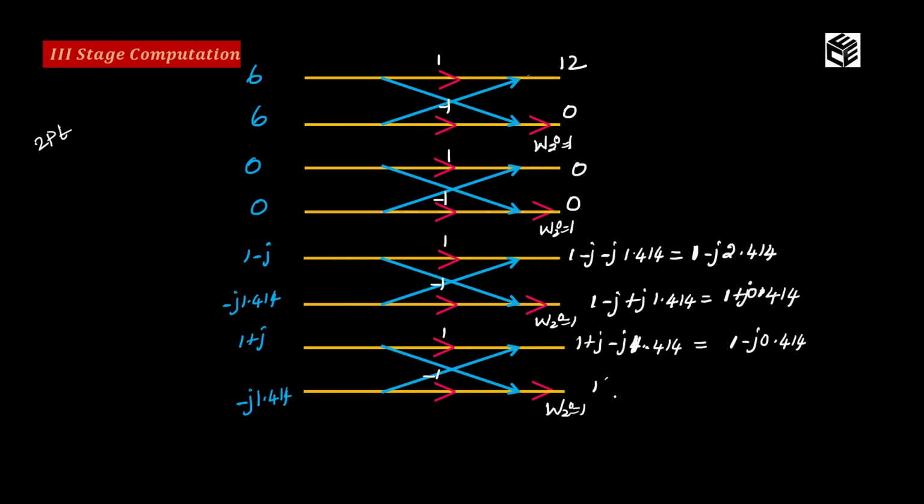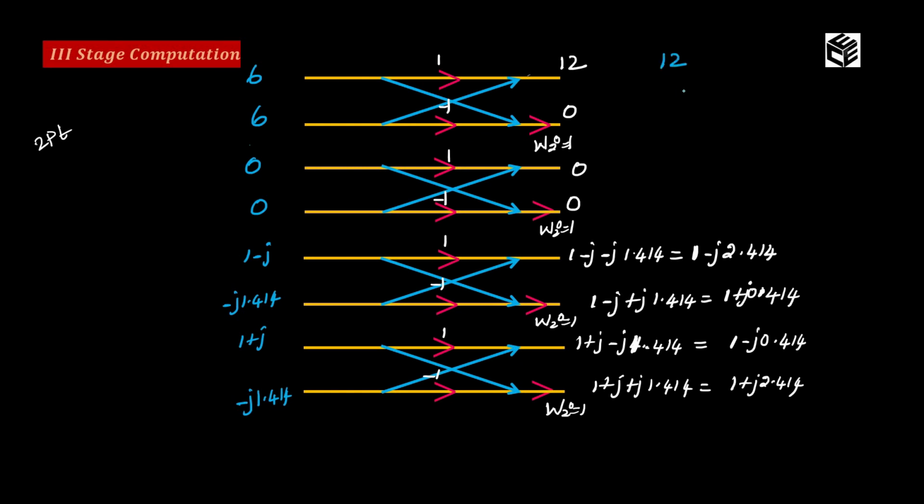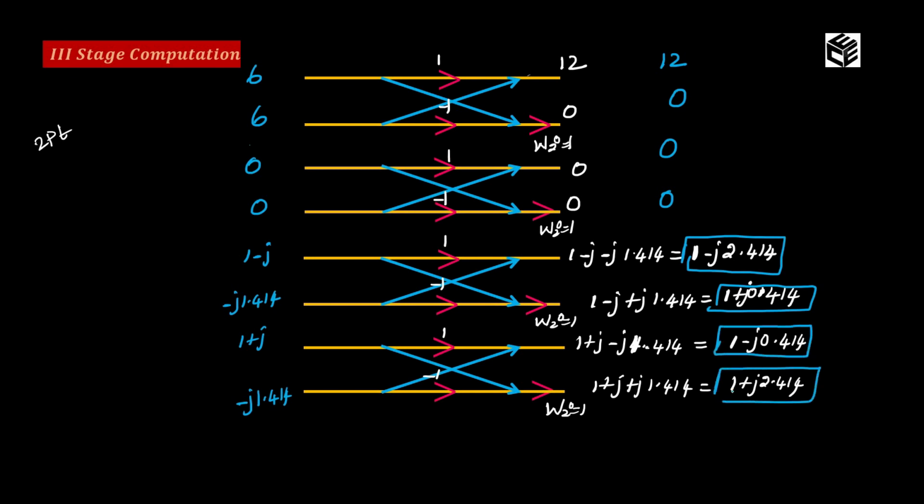And here it is 1 plus j 1.414, which is equal to 1 plus j 2.414. Since my twiddle factor value is W2 to the power 0, which is equal to 1, I will get the same answer. Okay. So my final answer is 12, 0, 0, 0, 1 minus j 2.414, 1 plus j 0.414, 1 minus j 0.414 and 1 plus j 2.414.